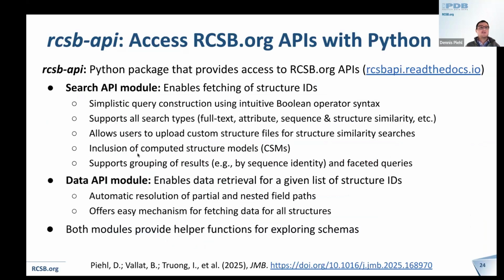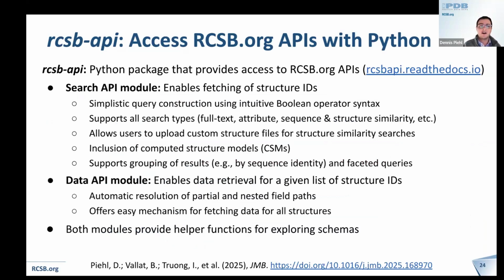So to highlight some of the features and benefits of this package, I have listed here what each module can offer in terms of facilitating API access. The search API module, which enables fetching of structure IDs based off some search criteria, allows you to easily construct queries using an intuitive Boolean operator syntax, as opposed to this JSON syntax that's seen in the query editor.